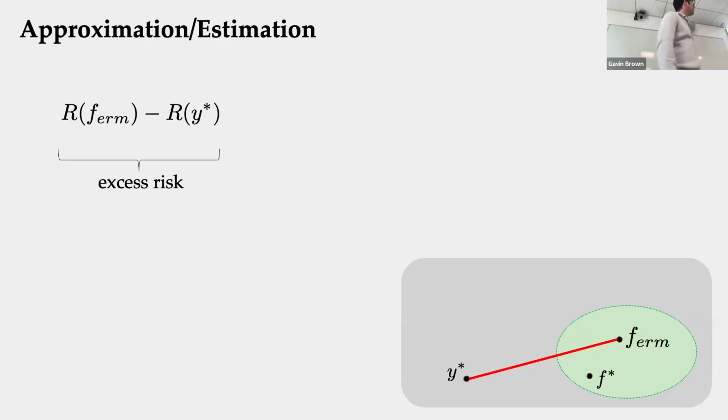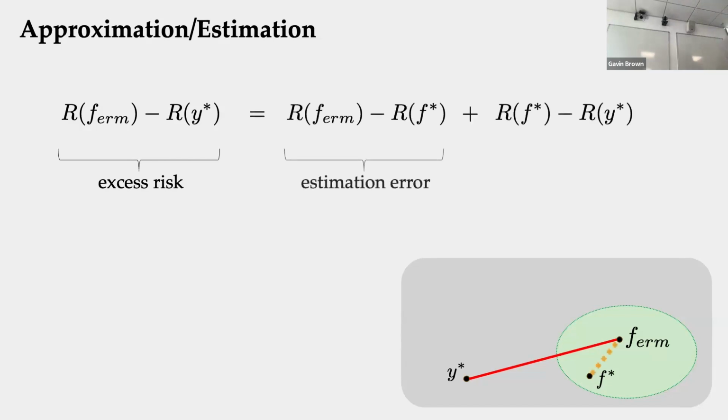Geometrically, at least, you can see the bottom right-hand corner. The excess risk can be broken into two components. The first is the estimation error, this little orange line there, and the second is the approximation error. So the excess risk, as a measure of performance for a given procedure, can be broken into these two components, blue and orange. Any questions at this point?